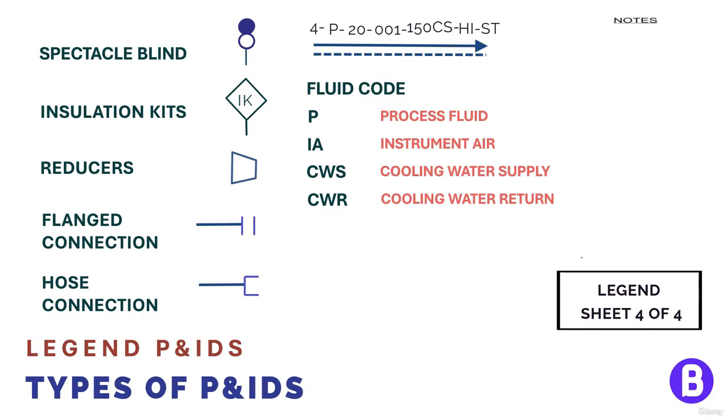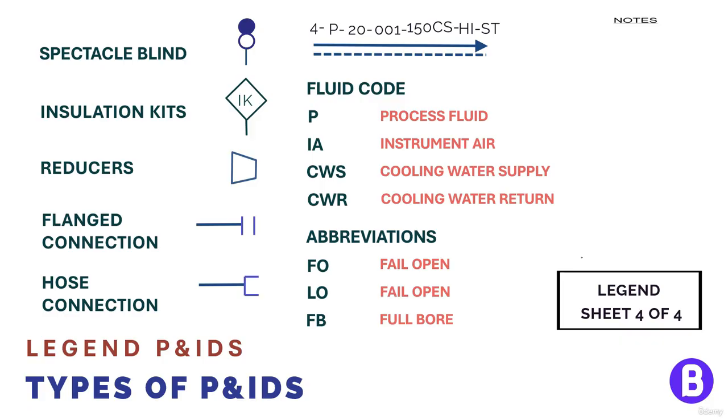There are other abbreviations such as the fail action. Whether it fails open, it shall be FO. Fail closed, it shall be FC. If the valve is locked open or closed, it shall be LO or LC. For a full bore valve, we usually add it as FB. These are minimum examples of the details a legend P&ID typically shows. It can contain much more information. This mainly depends on the system followed for the P&ID preparation, which is usually specific for each company or project.